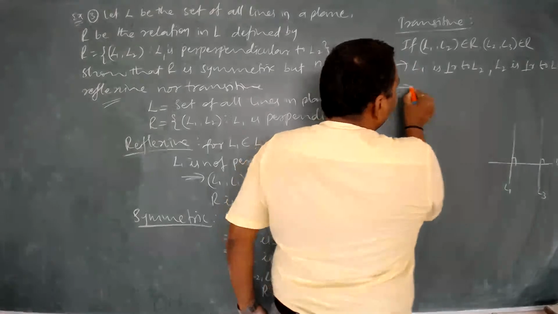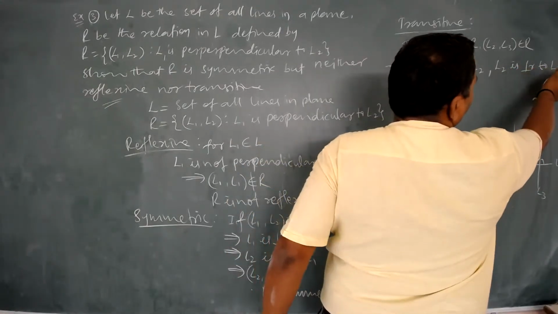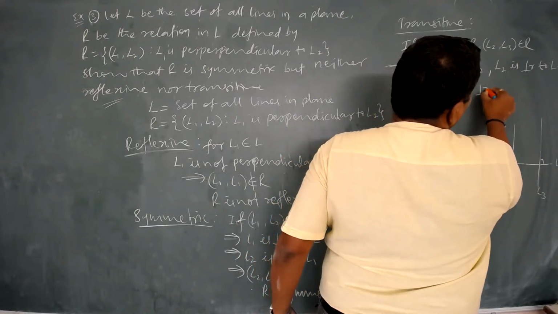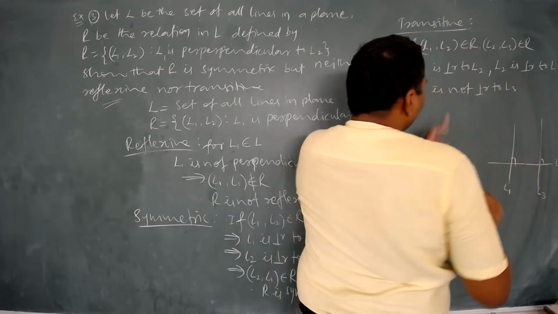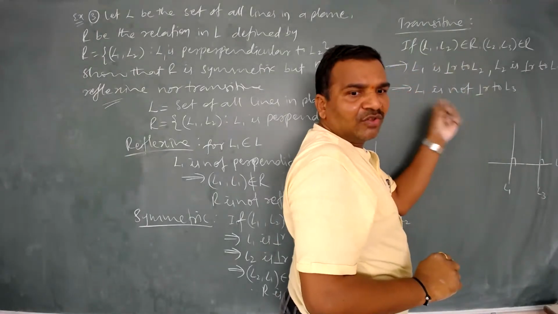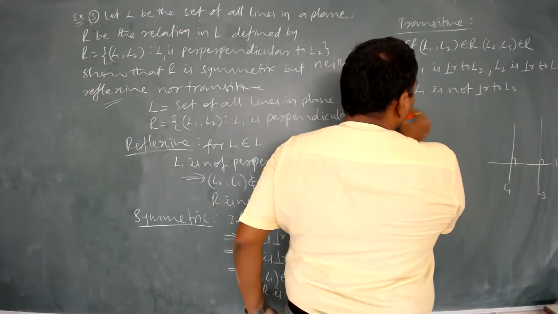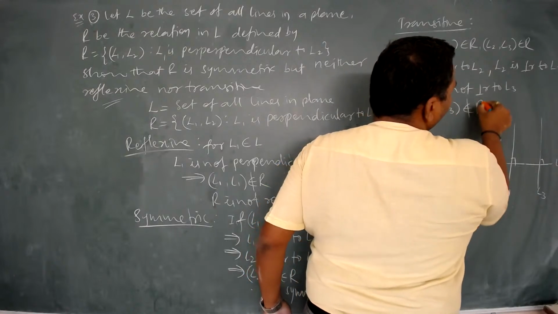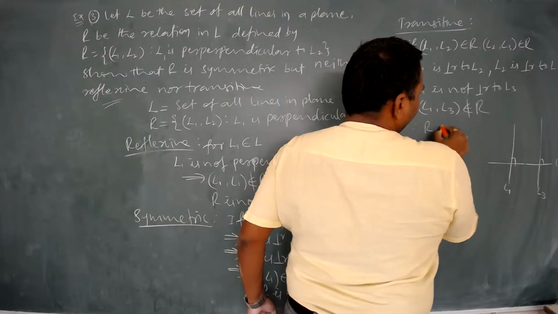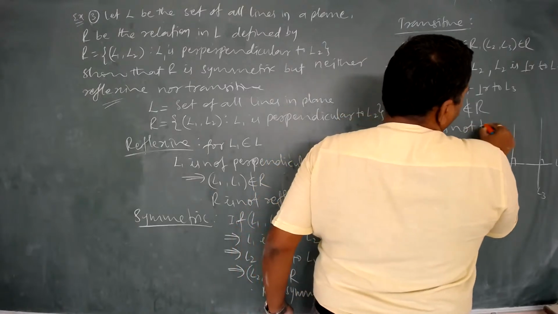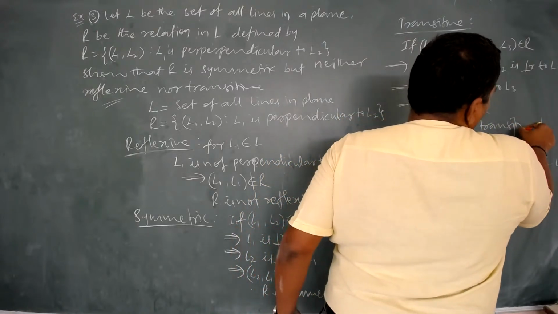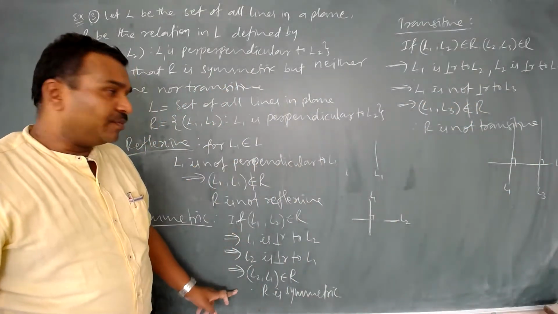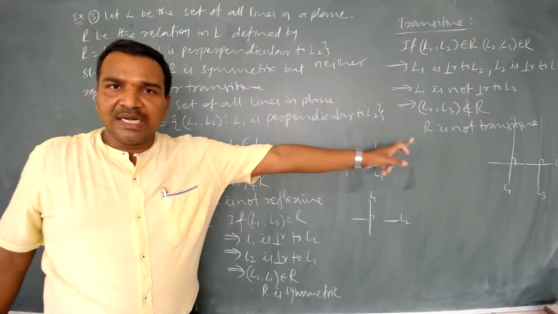So we can say L1 is perpendicular to L2, L2 is perpendicular to L3, then L1 is not perpendicular to L3. If it is perpendicular, we can say it belongs to R. If it is not perpendicular, it does not belong. (L1, L3) does not belong to R. Therefore, R is not transitive. So what is the conclusion? The relation is symmetric, but neither reflexive nor transitive.